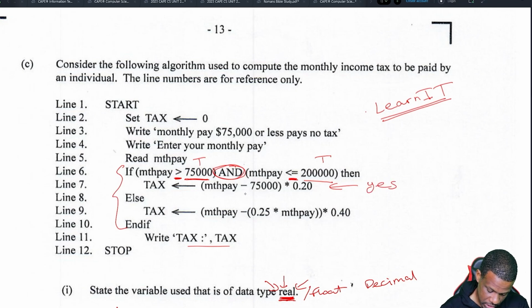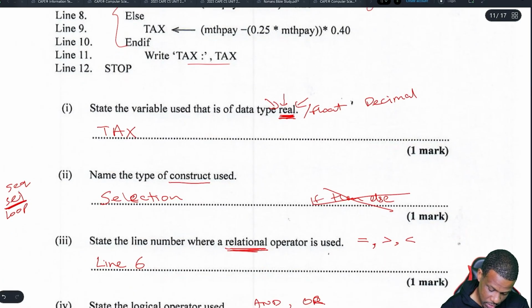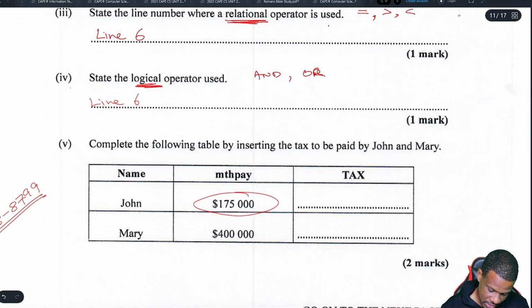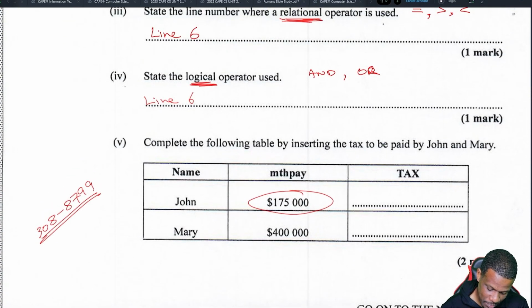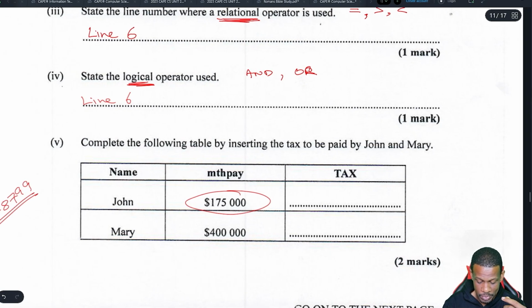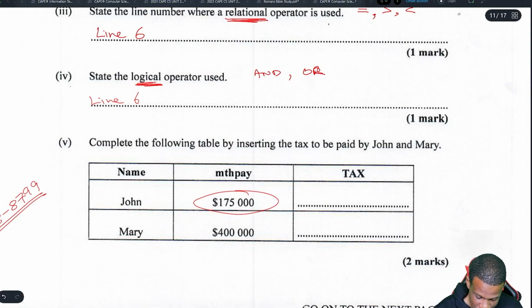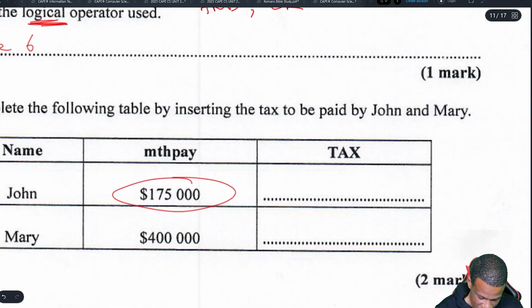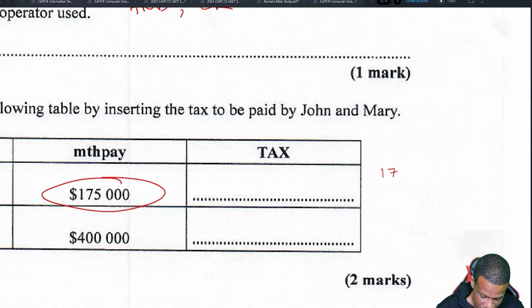So you have to take their monthly pay minus 75,000, multiplied by 0.2, that's 20%. To the people who don't like maths, you might know how to do this, but then fumble it because you can't multiply properly. Well, let's do the maths. 175,000 minus 75,000 will give you 100,000.